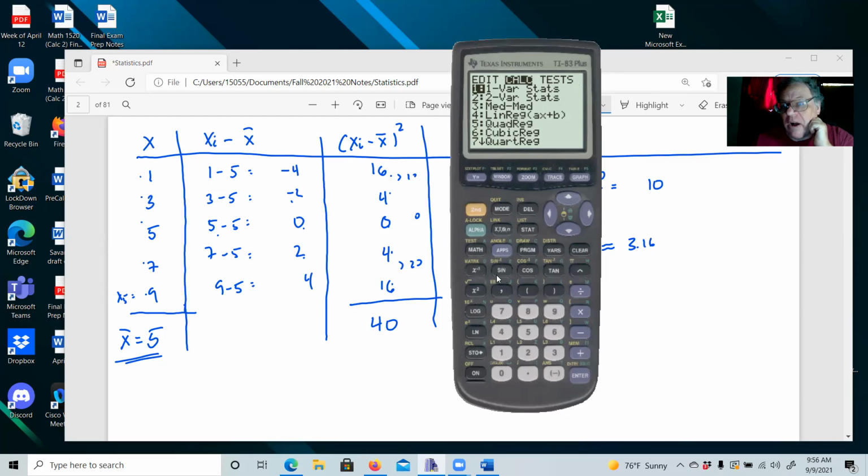Move over to where it says calc. One variable statistics. You're going to choose this almost all the time. The only time you're going to choose 2 variable statistics is in chapter 4. Okay? But 1 variable statistics. And it's asking, what list would you like to do this on? If you just press enter, it assumes the first list. But we'll say second function L1, enter.